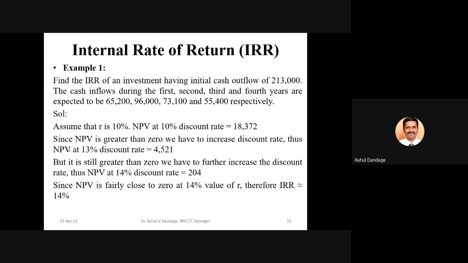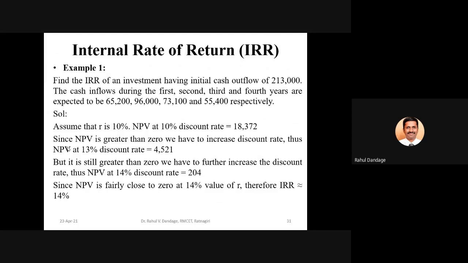This total minus the initial investment 2,13,000 is equal to, you can also check the calculation, around 4,521. So again the value is greater than 0. So still we need to increase the value of this discount rate.